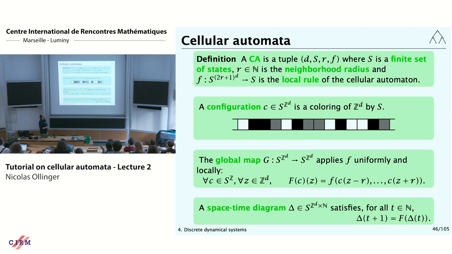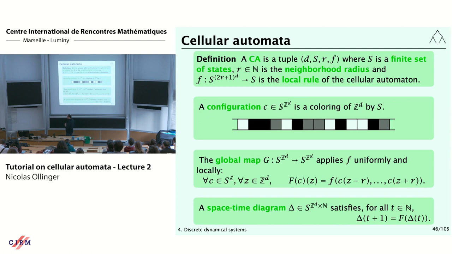So the object we look at is a cellular automaton. So you have a finite set of states. You have some radius that gives each cell a boundary of the part of the configuration it looks at around itself. And you have a local rule. And I have a pointer today. So you have a local rule that permits, for each cell, to compute the next state based on what it sees around itself. So that's the object.